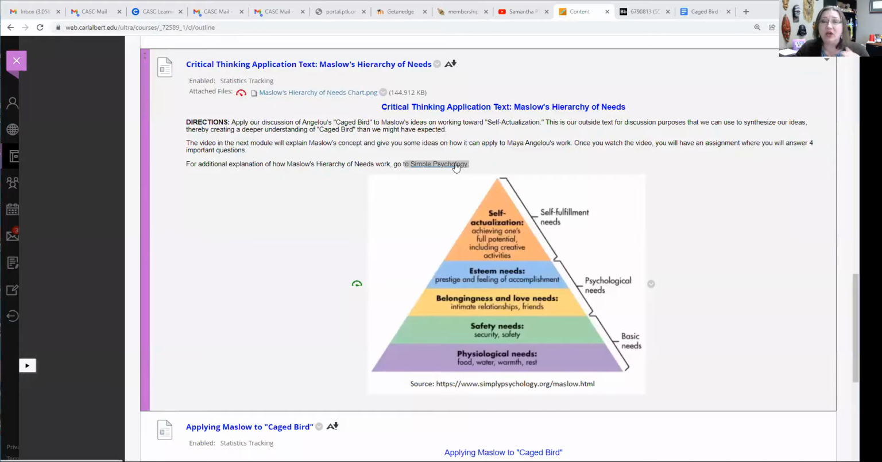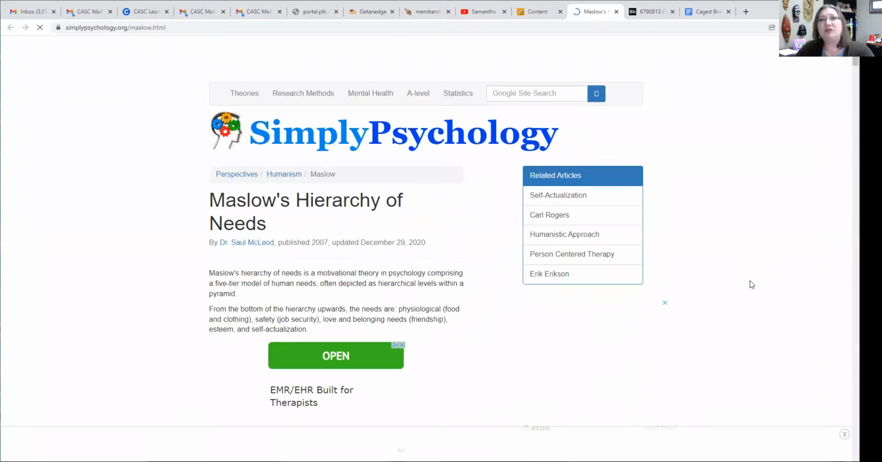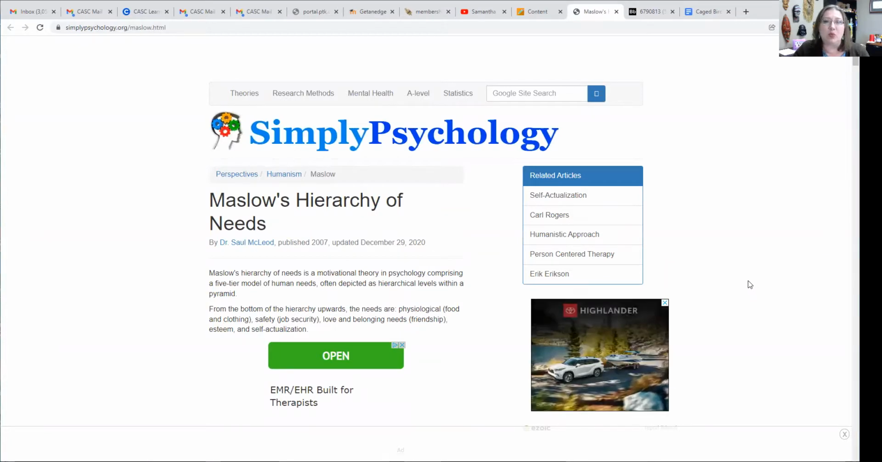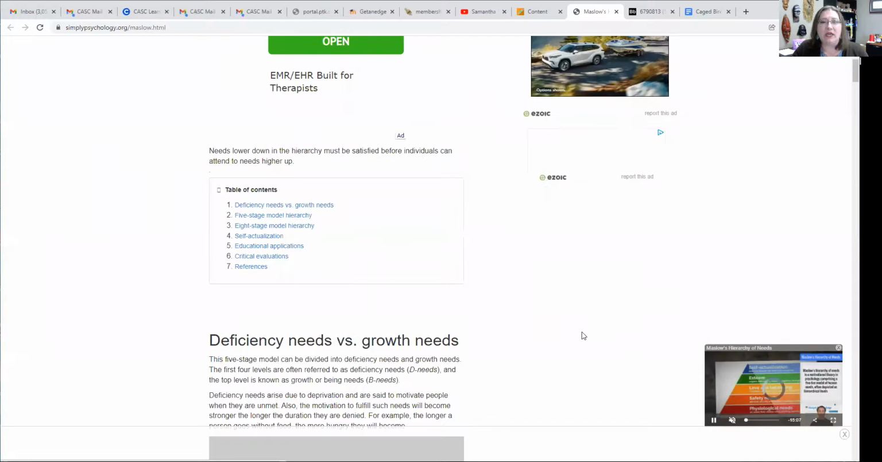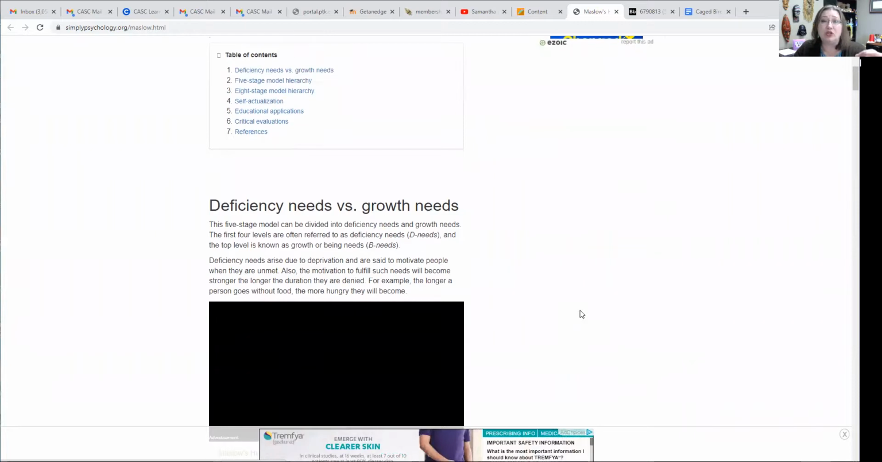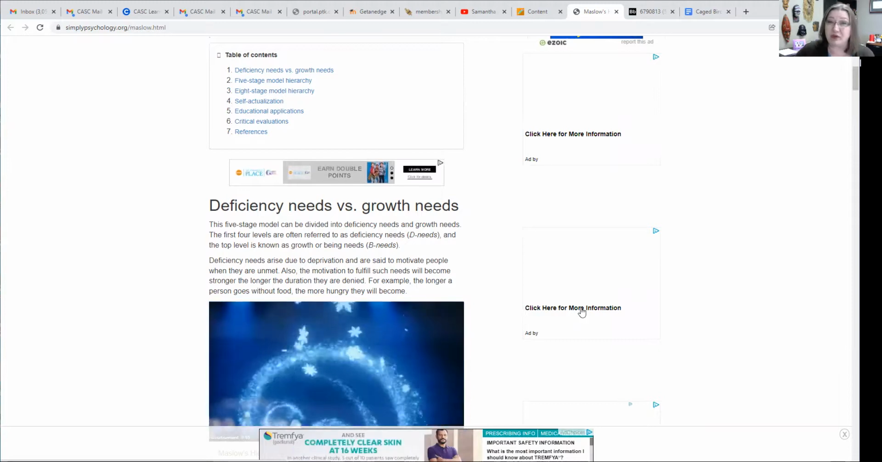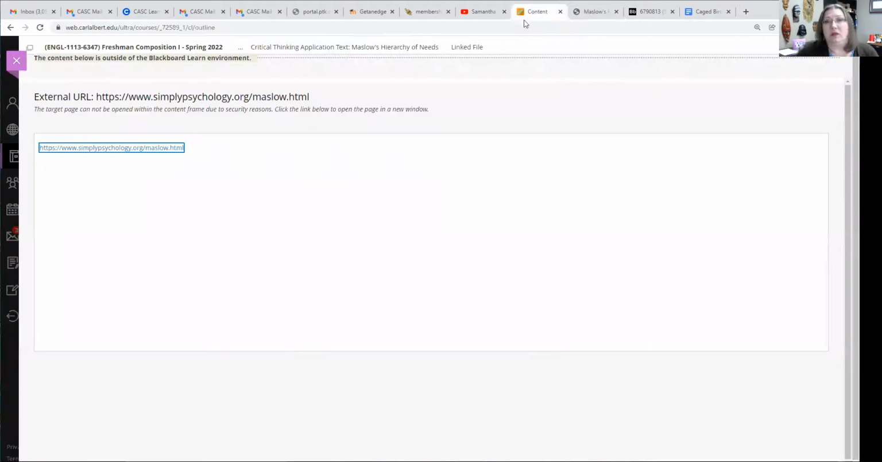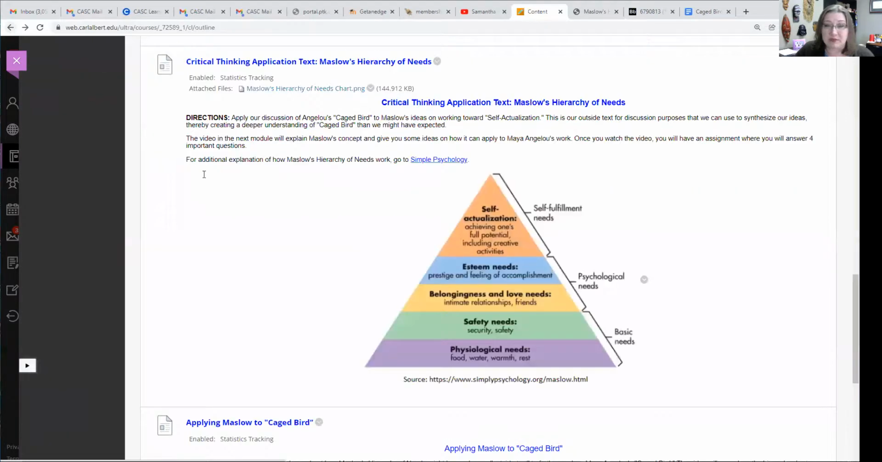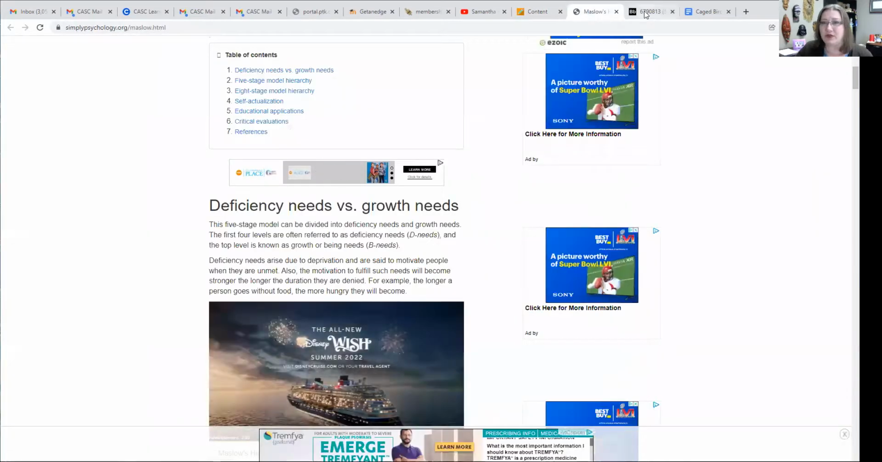So let's look at Simple Psychology so you can see what this is. This will take you to that link here. And this will give you a little bit more in depth into what Maslow's hierarchy is about. I'm going to give you an overview, but I wanted to show you that this will help you look at the various needs and how it works if you want to go a little bit further into the material. If you don't want to, which is up to you, then we're going to be able to look at this whole context. So I've downloaded it and put it right here.